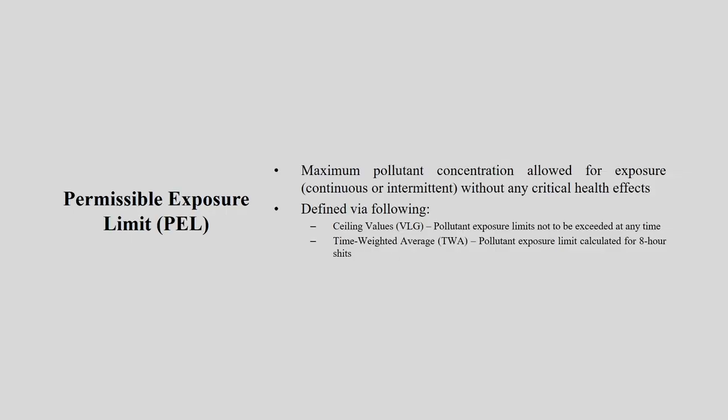Now permissible: how much can you give permission to expose? It is the maximum pollutant concentration allowed for exposure without any critical health effects. It is defined via either a ceiling value or a time weighted average. The ceiling value is the top maximum, after that you are not going to allow. Time weighted means within this time, this much, and if time increases, then less. If time lowers, then the exposure limit may increase.